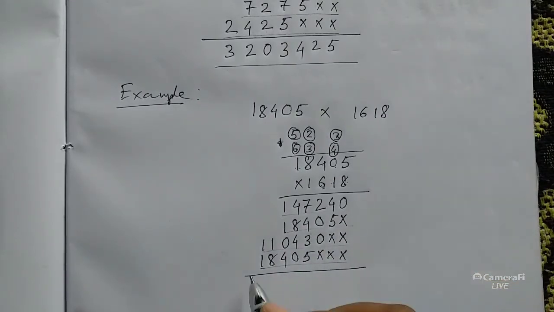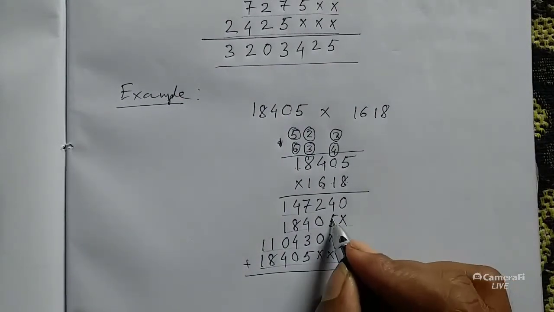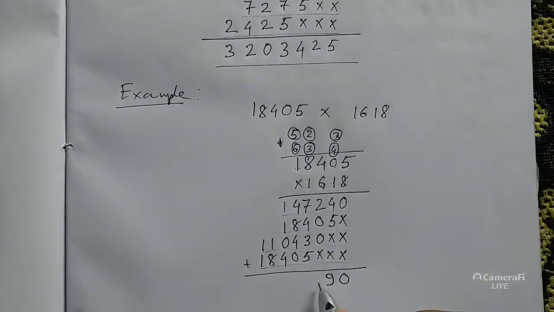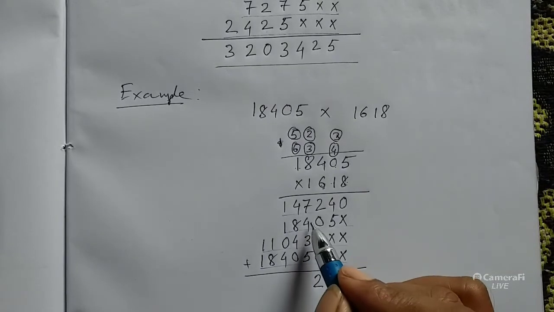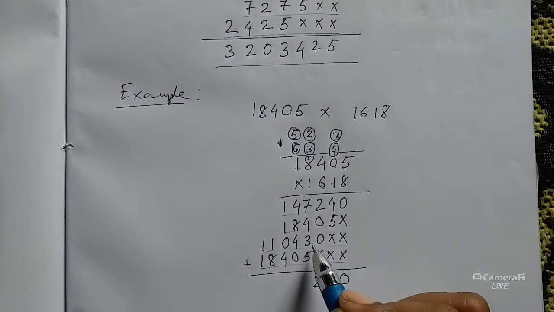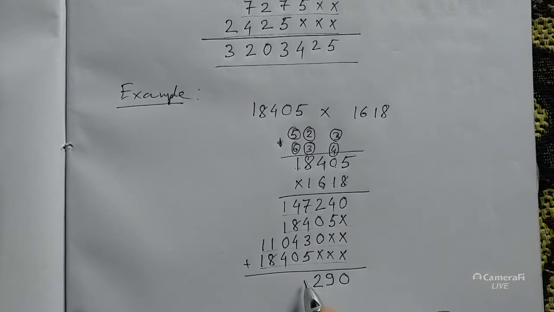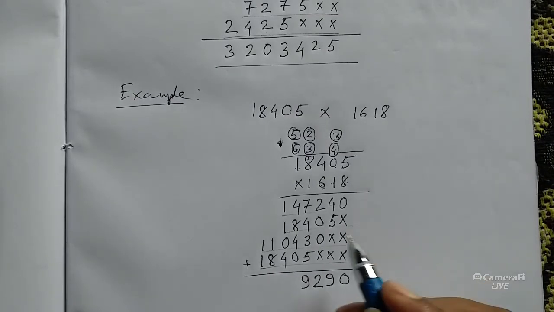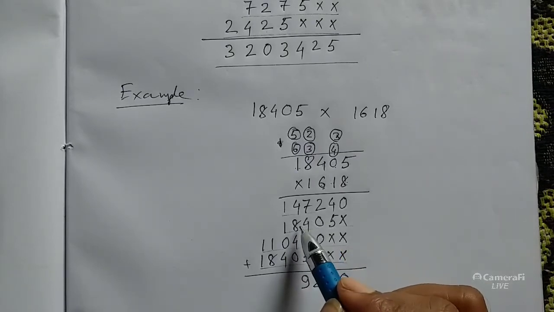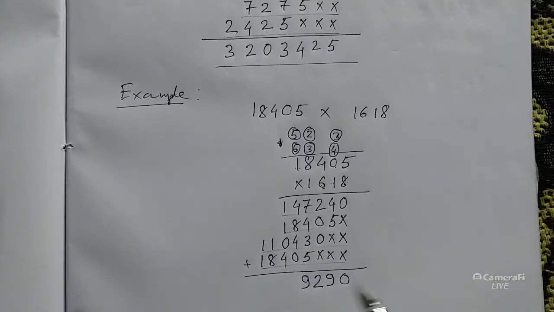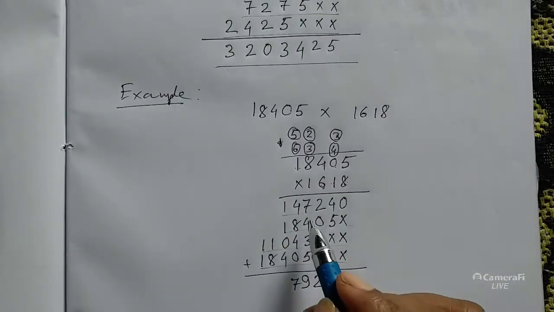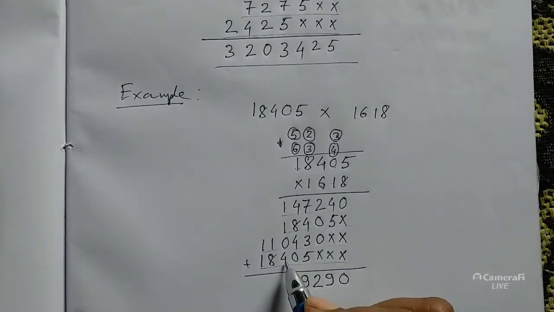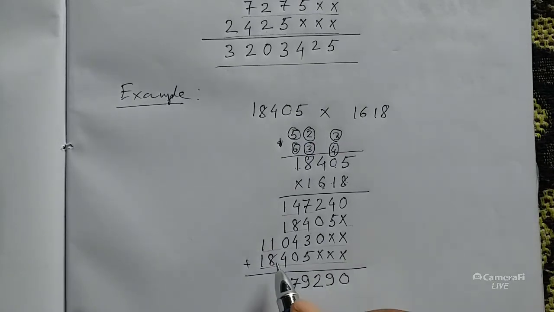Now let us complete it by adding. 0, 4 plus 5, 9, 2 is here. 4 plus 7, 11, 11 plus 3, 14, 14 plus 5, 19, 9, 1 carry. 8 plus 4, 12, 12 plus 4, 16, 16 plus 1 carry, 17, 7, 1 carry again. 1 plus 1, 2, 2 plus 4, 6, and 1 carry, 7. 8 plus 1, 9. 1 plus 1, 2. So this is the result.